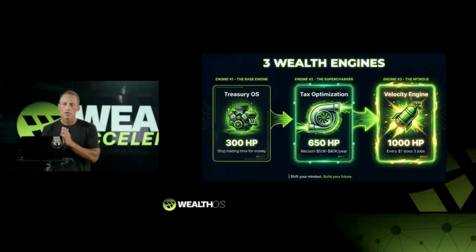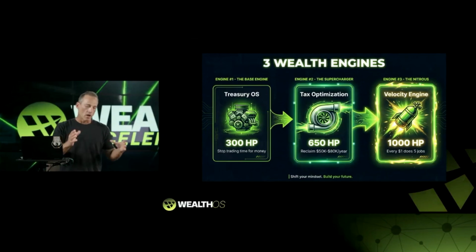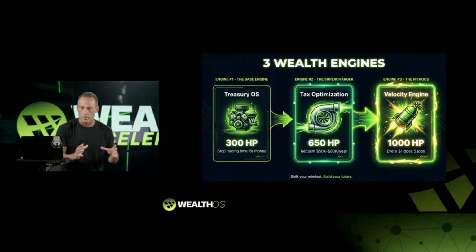Okay. So engine number 1 is our base engine. We need to build the engine. You can't just go buy a cheap car engine and then throw a bunch of high performance supercharger stuff on there. You'll blow the motor. You've got to build the right motor first. We want to build the base engine. We want to put all the good parts in it. And this is our treasury operating system. It's the base foundation, the engine.